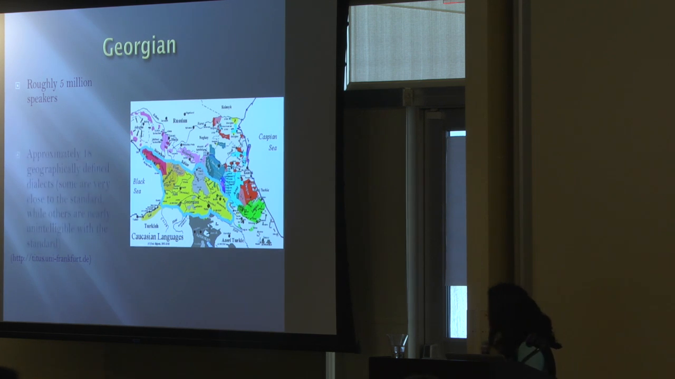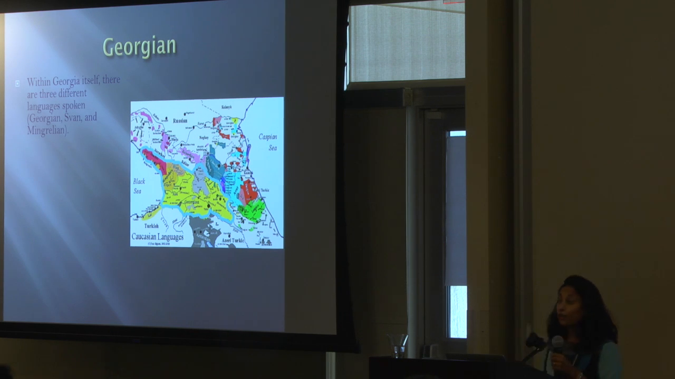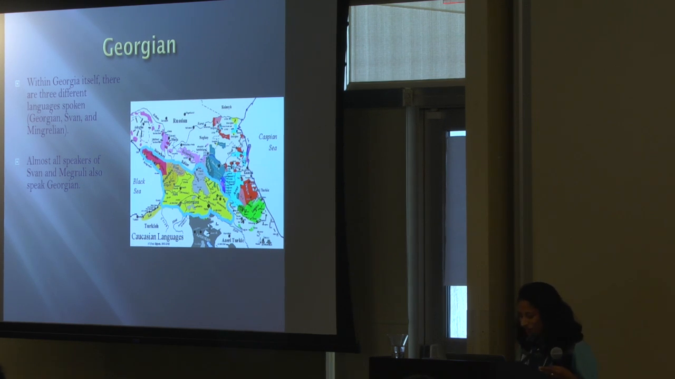And in fact, within Georgia itself, there are 3 different languages that are spoken. All of them are Kartvelian, part of the same language group as Georgian. Those 3 languages are Georgian, Svan, and Mingrelian. Now, almost all of the speakers of Svan and Megruli, Mingrelian in English, Megruli in Georgian, all of the speakers of Svan and Mingrelian also speak Georgian.